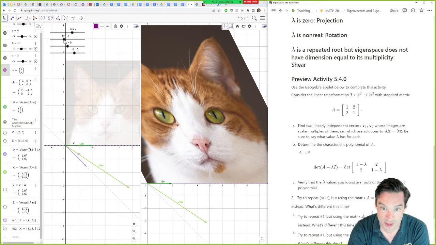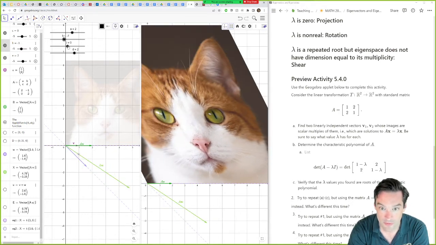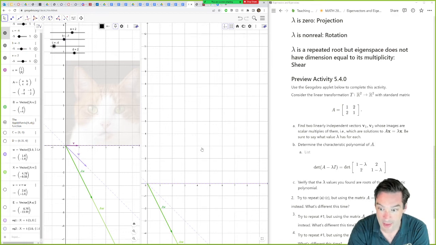The example of projection that we saw was 2, -1, -4, 2, where the cat was flat.